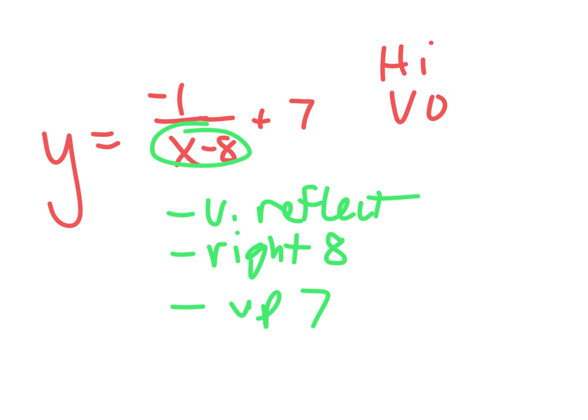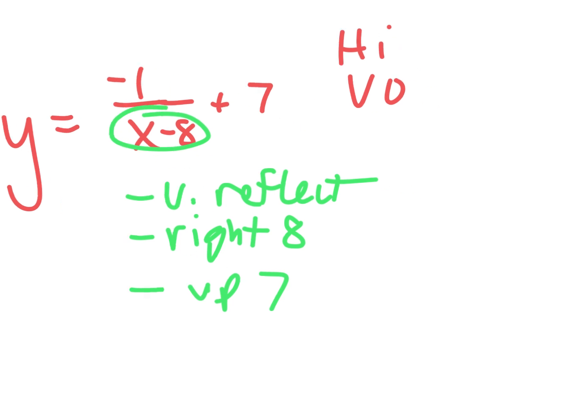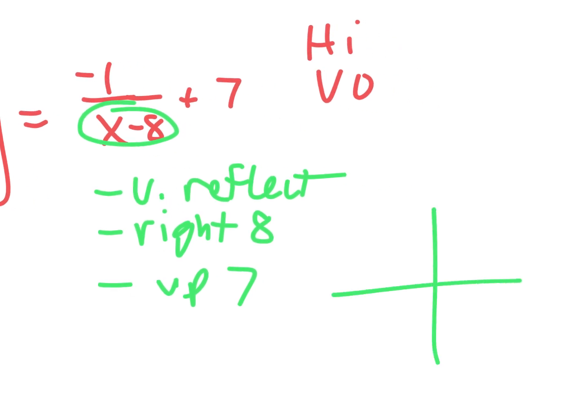I'm going to just draw an X and Y axis, and I hope you'll be able to tell. If I say it's reflected vertically, then it's reflected up and down, so it's over which axis? The x-axis. Vertical means over the x. If you need to write that down, if that's not making sense, write it down. Vertical means over the x-axis.